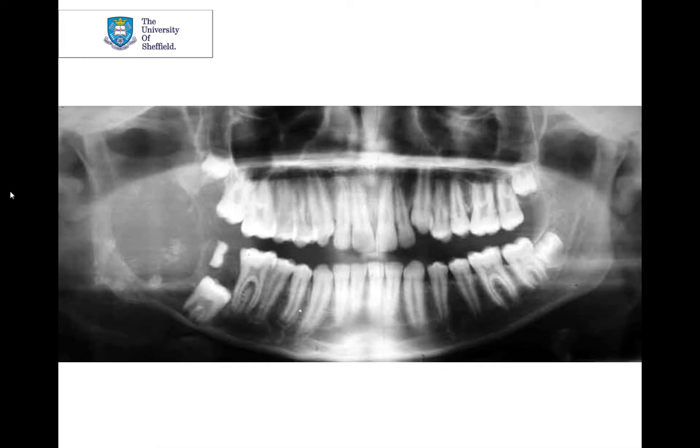So in part 4, we're going to go on to talk about non-odontogenic and cyst-like lesions, which you get around the maxillofacial region.